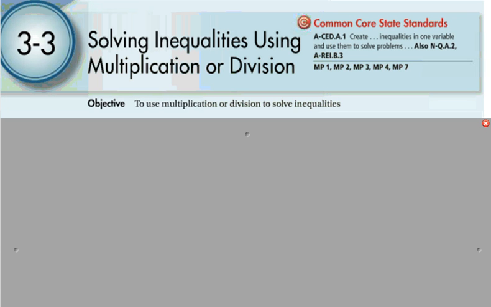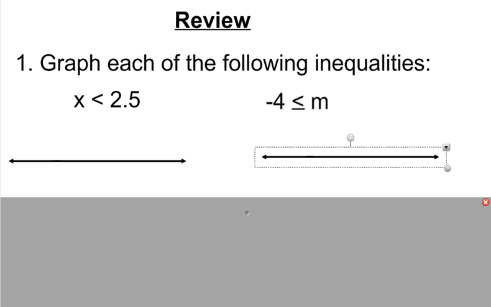Section 3.3, Chapter 3, Section 3 is all about solving inequalities, but now we're using multiplication or division to solve them. So still one-step inequalities, but we're going to use multiplication or division. So our learning target, or our objective, is to use multiplication or division to solve inequalities. So how are we going to do that? Let's look at a little bit of a review first.